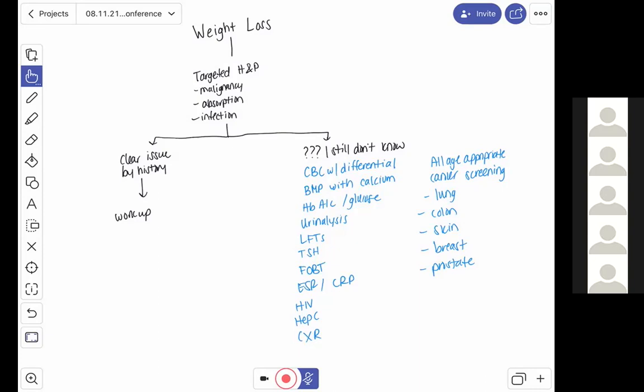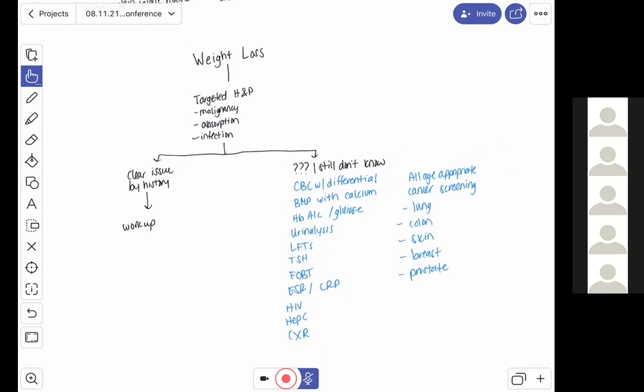And then obviously they just need their up-to-date cancer screening. So just remember, everybody should have a good skin exam. Everybody needs colon cancer screening, breast or prostate if needed. And then if they meet criteria for lung cancer screening, think about that too. Questions on any of this?